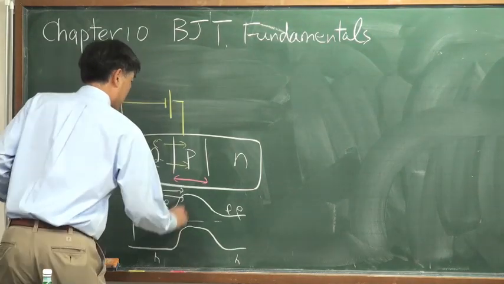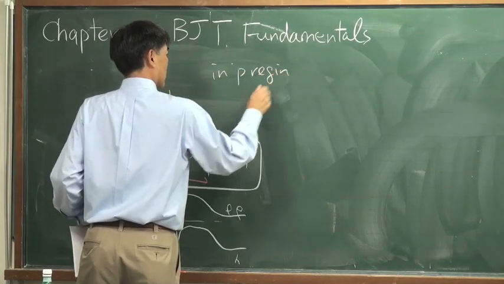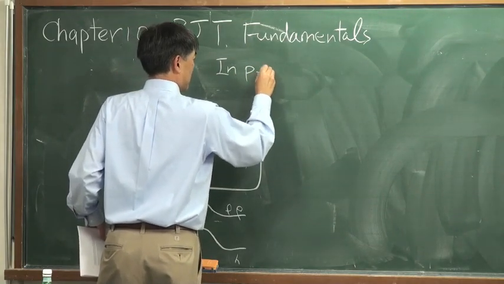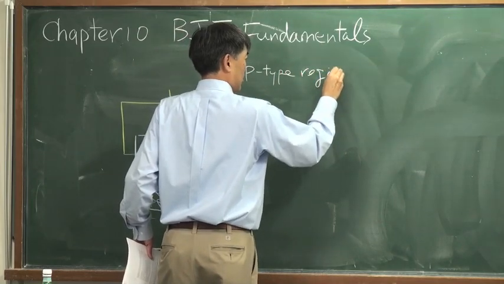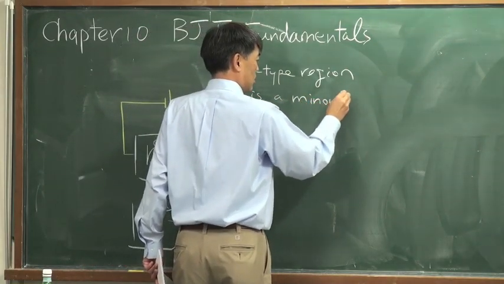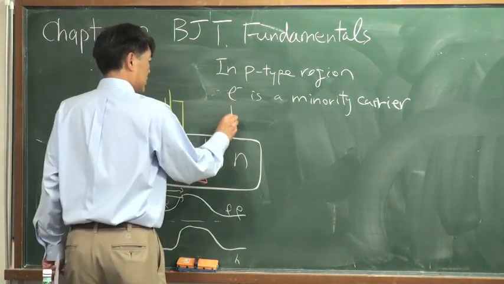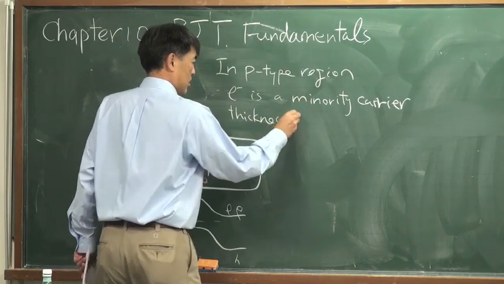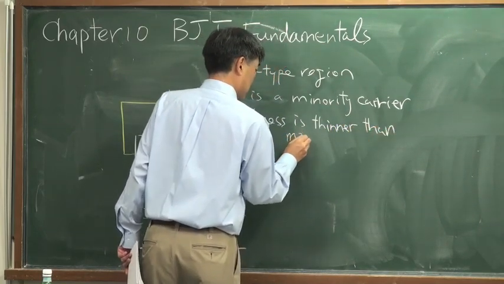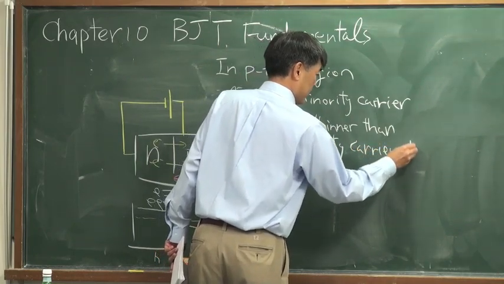So here in the P-region, in the P-type region, electron is a minority carrier. And the thickness is thinner than the minority carrier diffusion length.